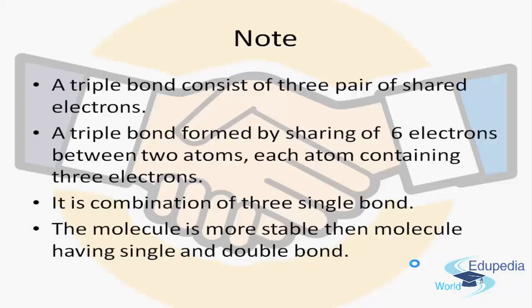So friends, we have now a triple bond, which consists of 3 pairs of shared electrons. A triple bond is formed by sharing of 6 electrons between 2 atoms. It is a combination of 3 single bonds. The molecule is more stable than a molecule having a single or double bond.